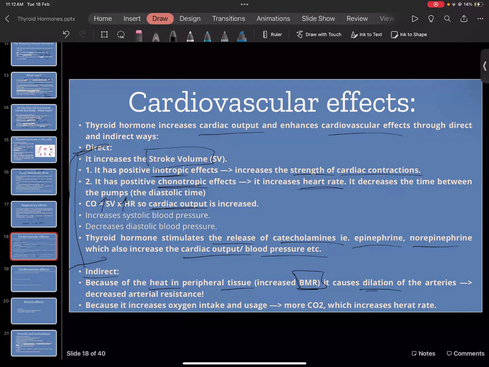It causes dilation of the arteries, and this causes decreased arterial resistance. Okay, isn't that crazy? So also, because it increases oxygen intake and usage, that means more carbon dioxide, which increases the heart rate. Because there's more carbon dioxide, the body senses that through its sensors and chemoreceptors, and it tells the heart to work faster and work more because we're trying to get rid of the carbon dioxide.